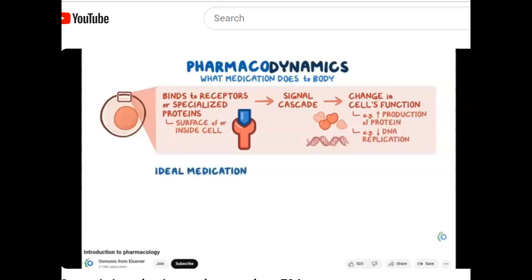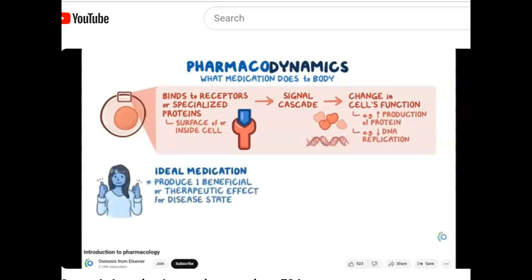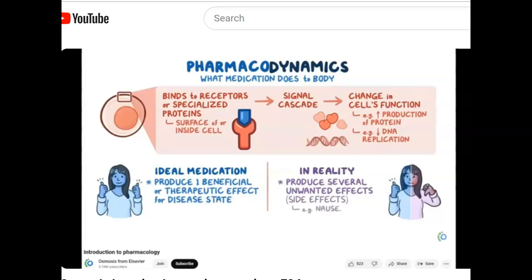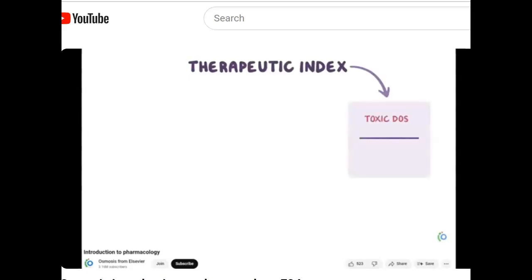An ideal medication would produce a single beneficial or therapeutic effect for a certain disease state. In reality, though, most medications produce several unwanted effects, called side effects, like nausea or fatigue. Now, in order to determine the safety of a medication, we can look at its therapeutic index. The therapeutic index refers to the ratio between the toxic dose and effective dose of a given medication.